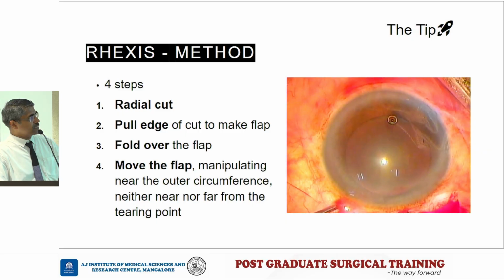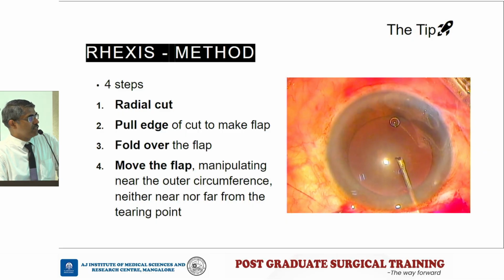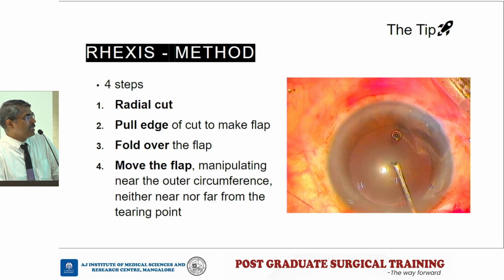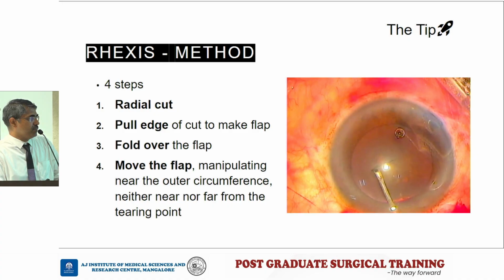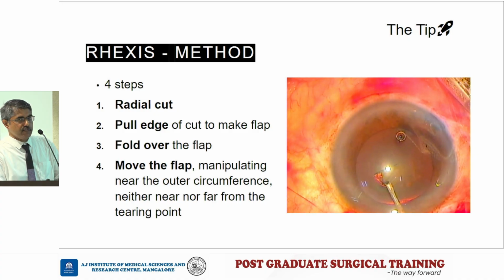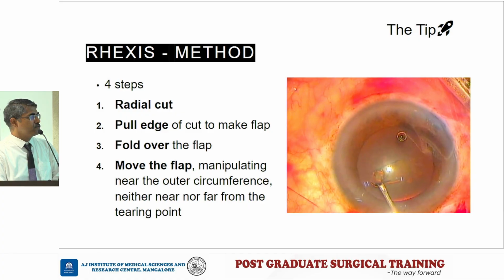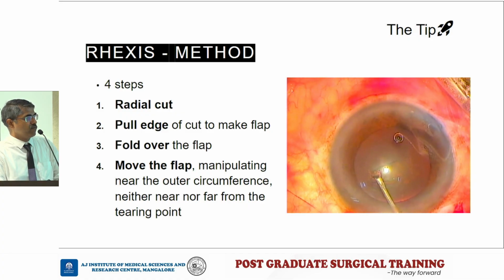When you do a rhexis, you can divide the task into four steps. First, start with a radial cut from the center. Once you've made a radial cut from the center, you pull on the edge of that cut and convert that into a curvilinear flap. Then you fold the flap over. Once you've folded the flap over, then you start moving the flap.